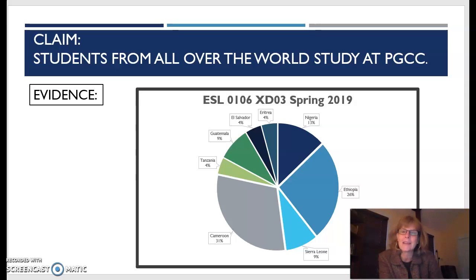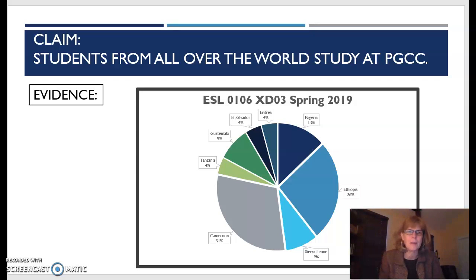I had an ESL 106 class, and you can see I had students from Nigeria, from Ethiopia, from Sierra Leone, from Cameroon. I had students from Tanzania, Guatemala, El Salvador, Eritrea. They were from all over the world. And with this data, I can support my main claim or my main idea.